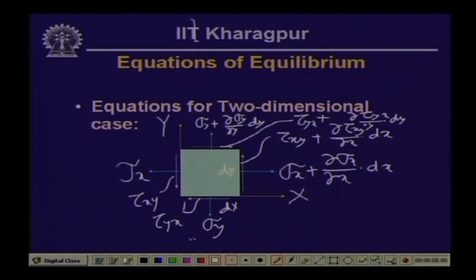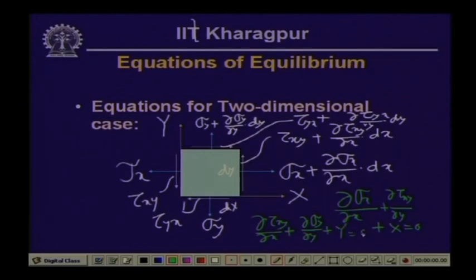So, these are the stresses in two-dimensional plane, and if we take the equilibrium of the forces in the x direction, then we can obtain the equations of equilibrium in two-dimensional plane, which are del sigma x del x plus del tau y x, and since y x and x y are the same, we can write tau x y, del y plus the body force component x equals 0, and likewise the other equation will be del tau x y del x plus del sigma y del y plus y equals 0. So, these are the equations of equilibrium in two-dimensional plane.